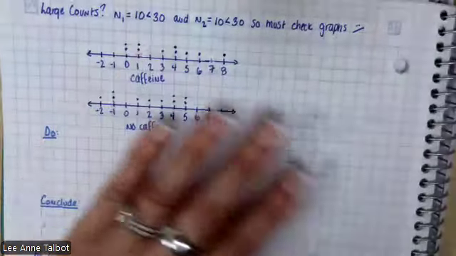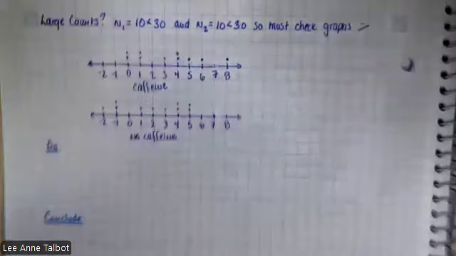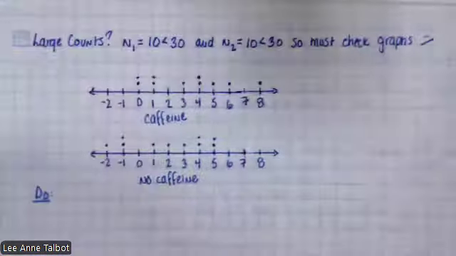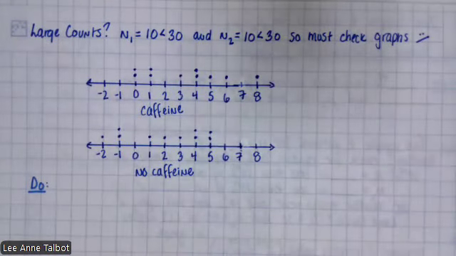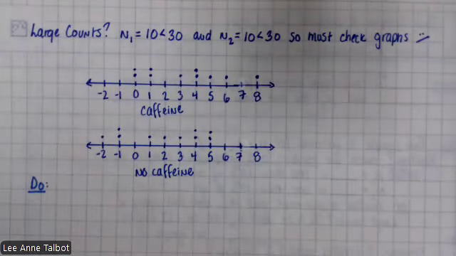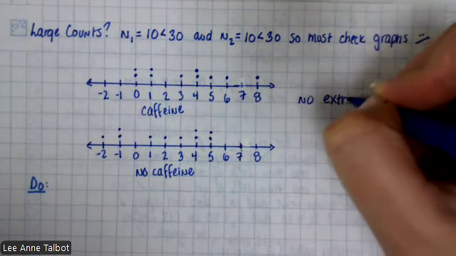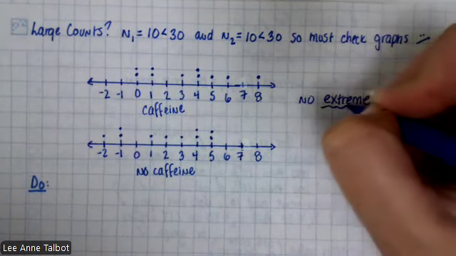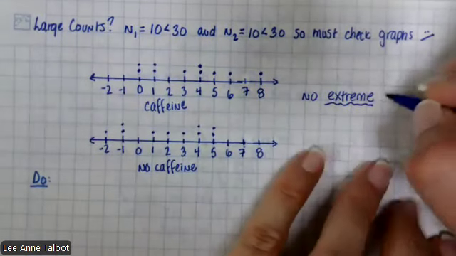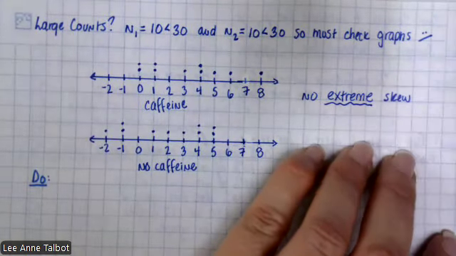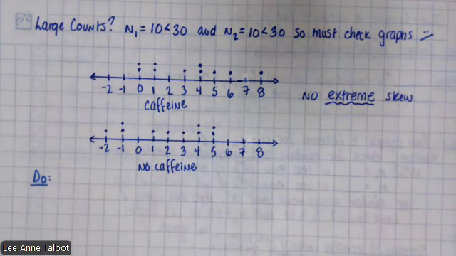Okay. Do either of these dot plots have extreme skew or outliers? No. And really, you don't even need to look at them, to be honest with you, because you have to keep going with the FRQ. So you just say no extreme skew or outliers, no matter what it is. Yep, you have to, if it's less than 30.